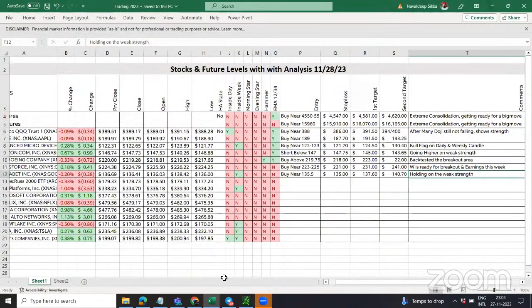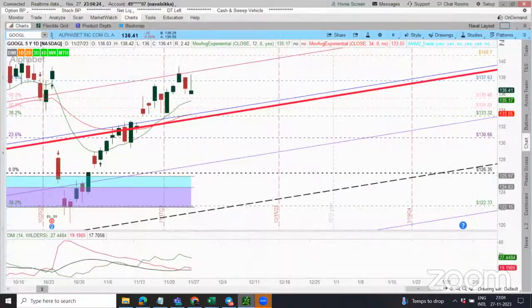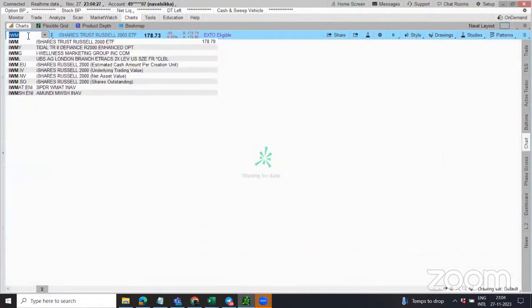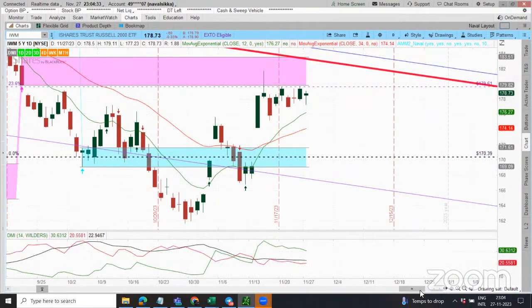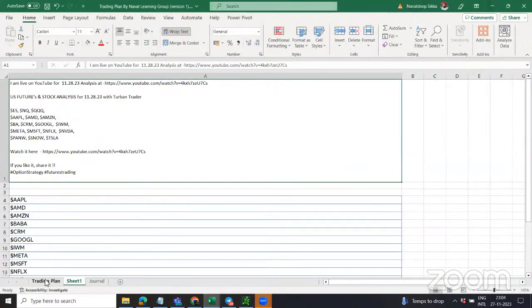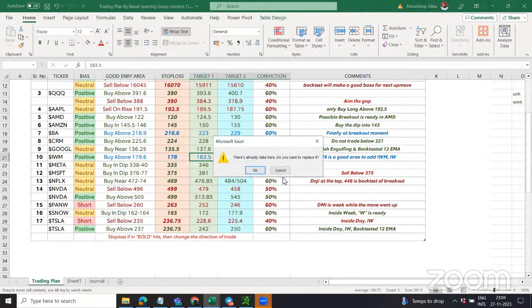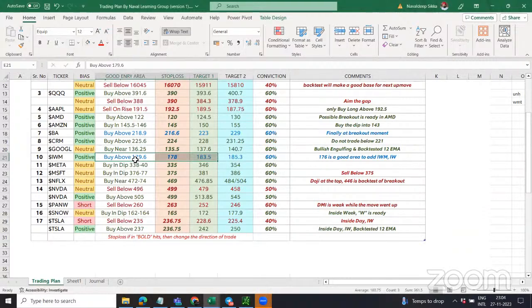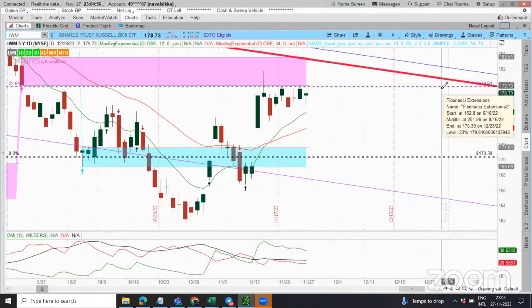Then I have IWM in my list. Yes, IWM. IWM is a bull flag ready. It needs to clear 179.60 and that's it. If I go back to my previous sheet, in IWM, the levels are exactly the same. It's above this area, we need to cross it. 179.60 for the last nine days is something it's not able to cross.